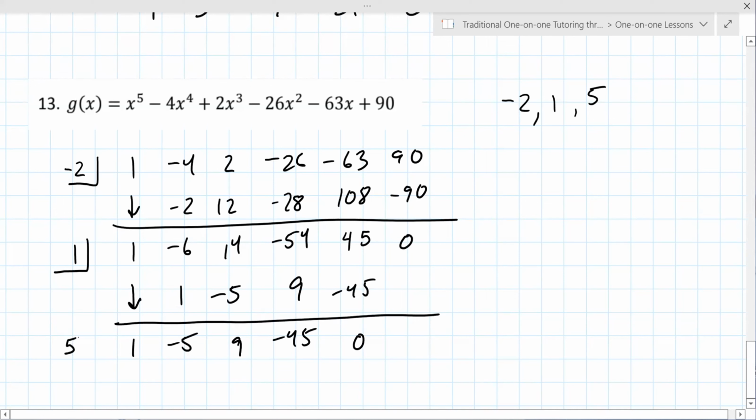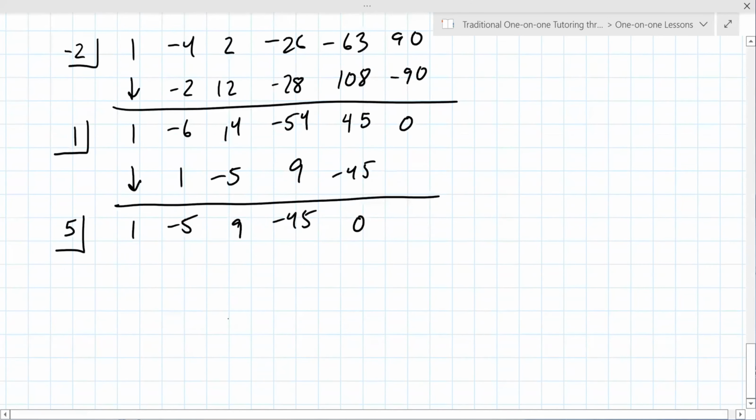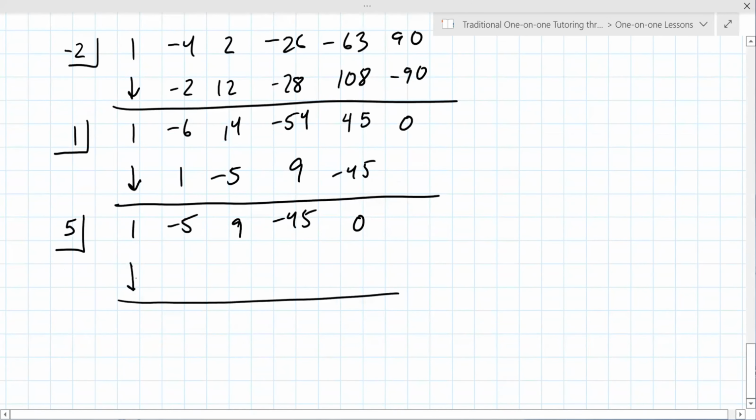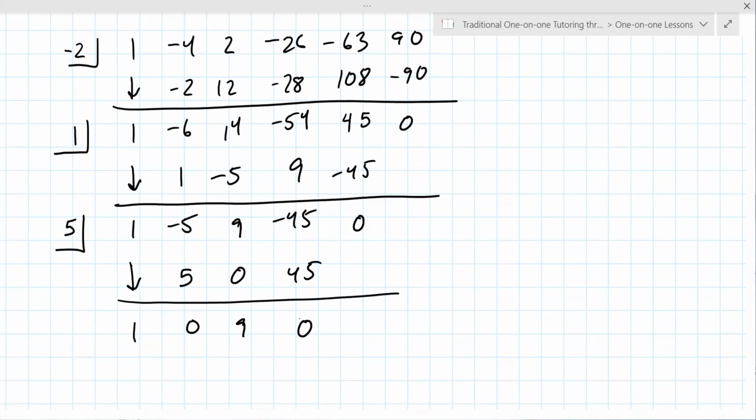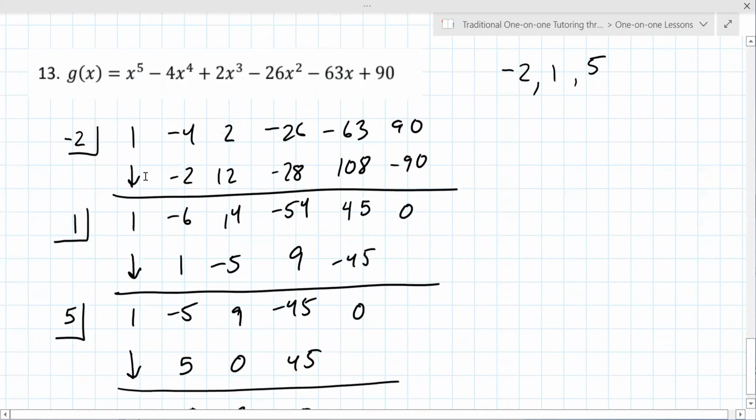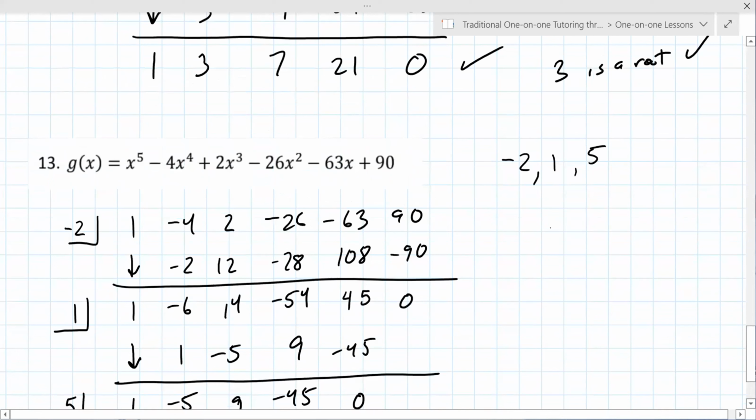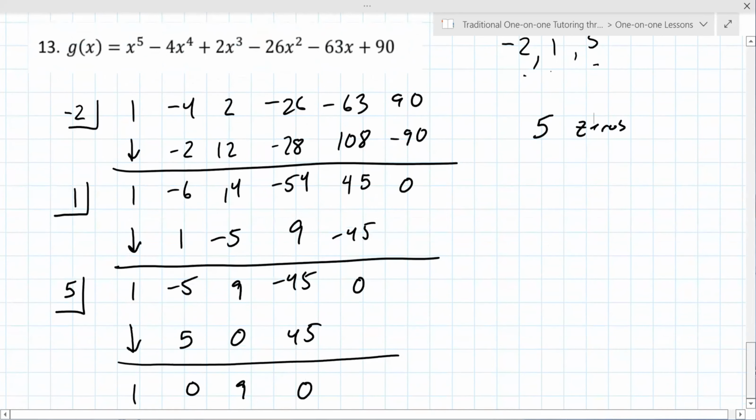And then you try 5. The order that you try them in does not matter. So 1, 5, 0, 0, 9, 45, 0. Fantastic. So we're all done, except we're not all done, because it's a 5th degree polynomial. That means there are 5 zeros. And how many did we find? 3 of them.